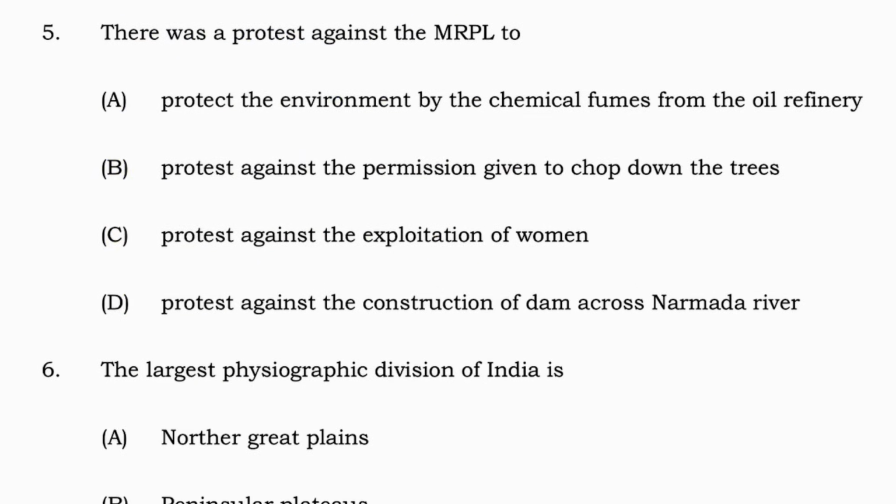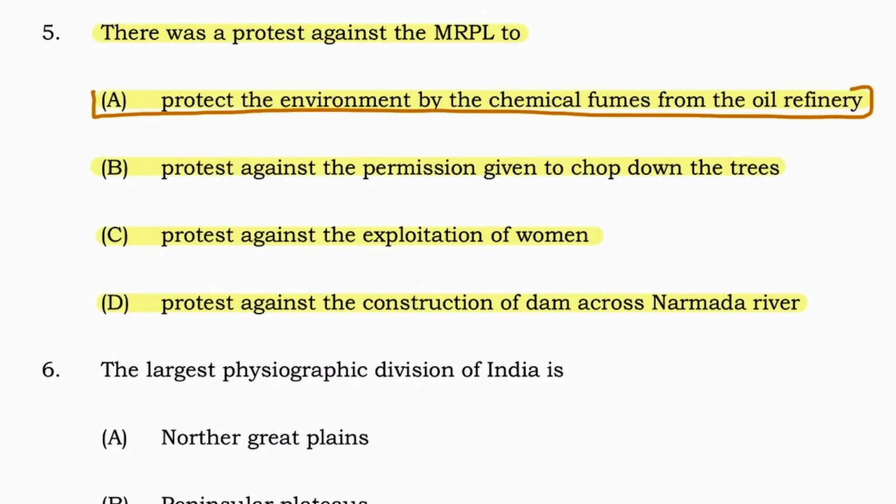Question number 5. There was a protest against the MRPL 2. Option A, to protect the environment from the chemical fumes of the oil refinery; option B, protest against the permission given to chop down the trees; option C, protest against the exploitation of women; and option D, protest against the construction of a dam across the Narmada river. And the answer for this question is option A. Protect the environment from the chemical fumes of the oil refinery.